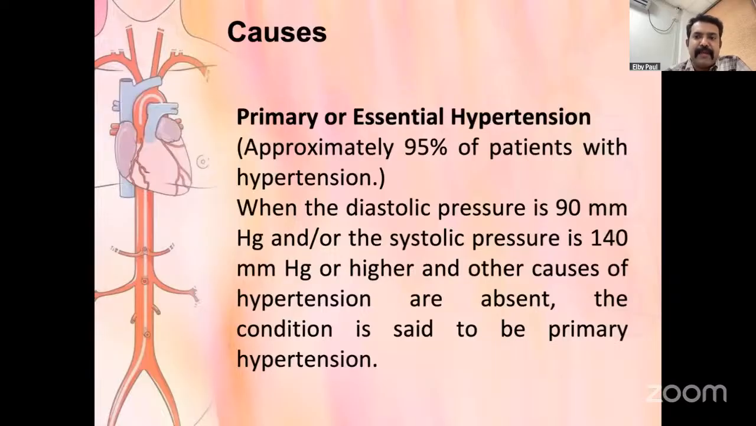Causes: primary or essential hypertension. Approximately 90% of patients with hypertension have diastolic pressure of 90 mm Hg and systolic of 140 or higher, and when other causes of hypertension are absent, the condition is said to be primary hypertension. There are no other causes for the hypertension. This is primary hypertension.